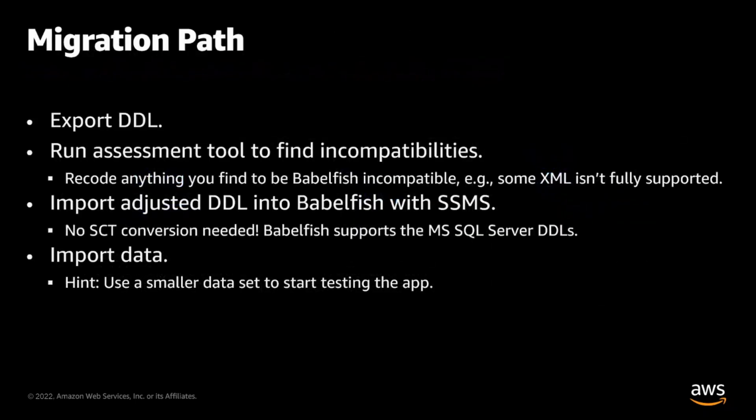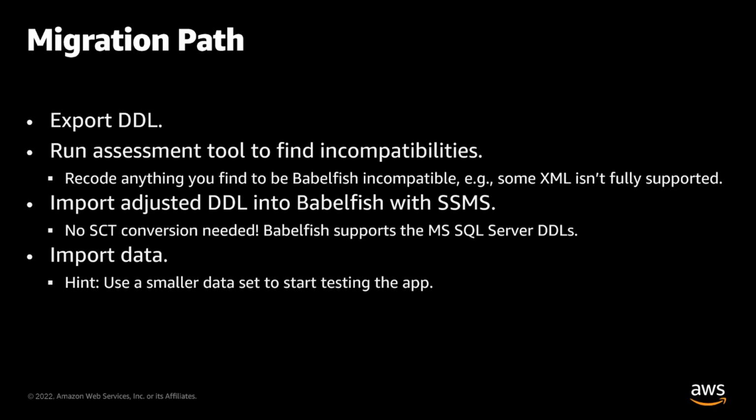So how do you migrate? What's the migration path? The easiest is to simply export your DDL. At this point, by the way, you're just doing a check. You're going to run an assessment tool to find incompatibilities, so you don't even have to launch a Babelfish instance. There's no cost whatsoever. Simply run an assessment tool to find any incompatibilities. We have two options for assessment tools, which we'll talk about. Then export the DDL and run your assessment tool. It's a very simple command line tool, just one line that will generate a report in HTML.